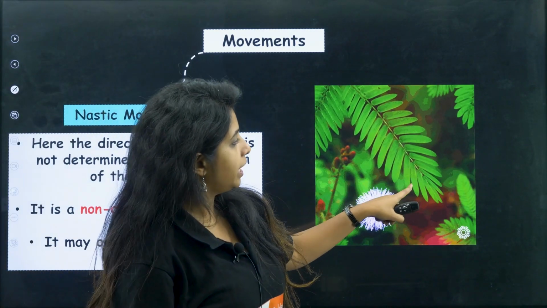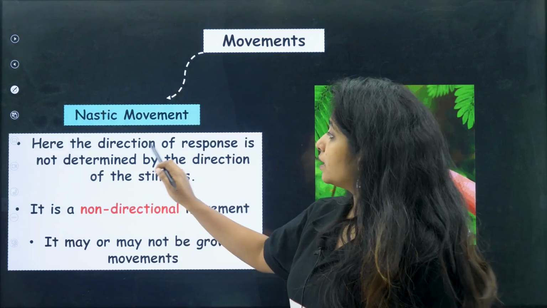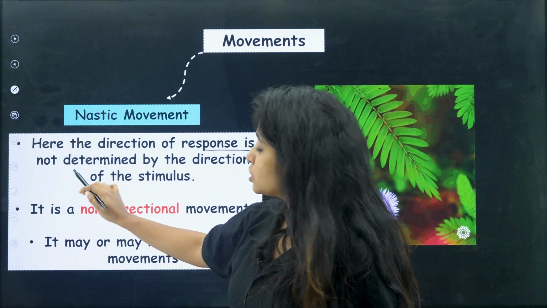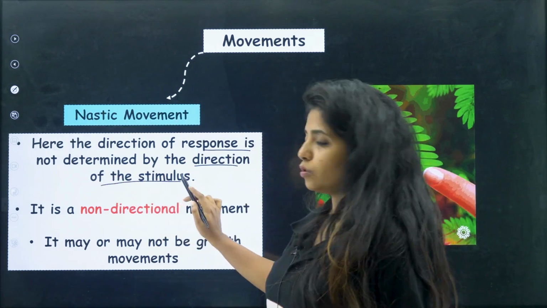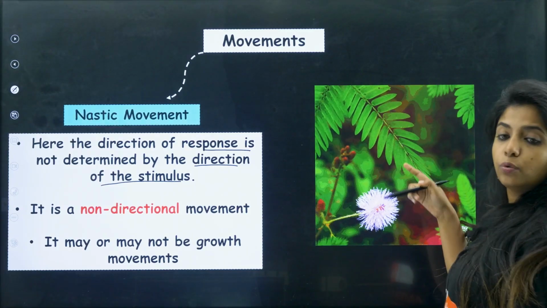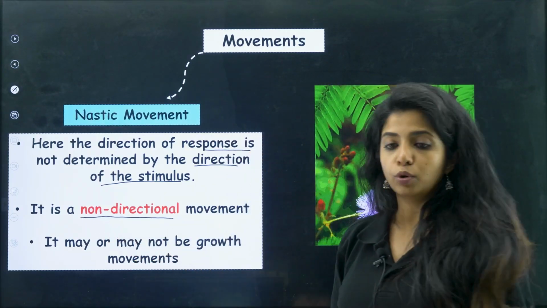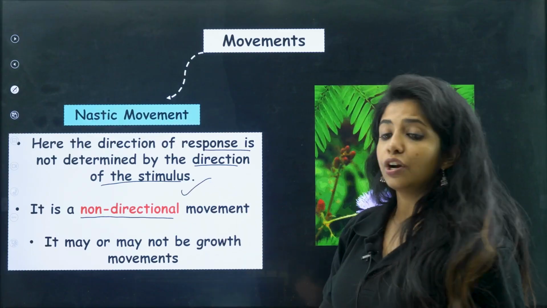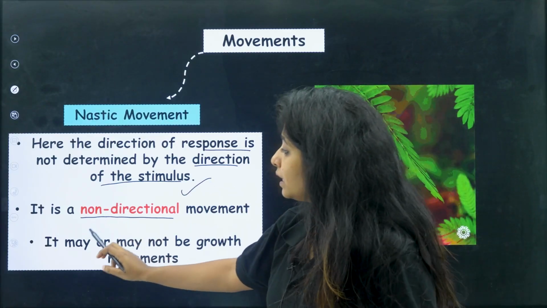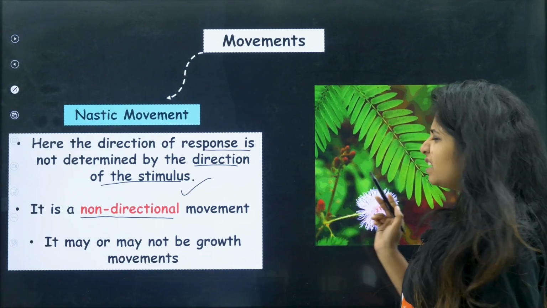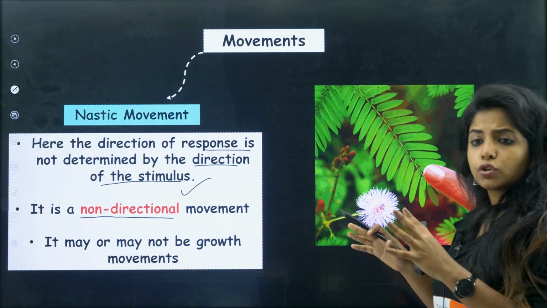Over here, see, it is getting closed, right? So here, the direction of the response is not determined by the direction of the stimulus. The direction of the stimulus has nothing to do with the direction of the response that is getting closed. So can I say that it's a non-directional movement? Now, it may or may not be a growth movement. Over here, I don't see any growth. It is just closing. So it is not a growth movement.